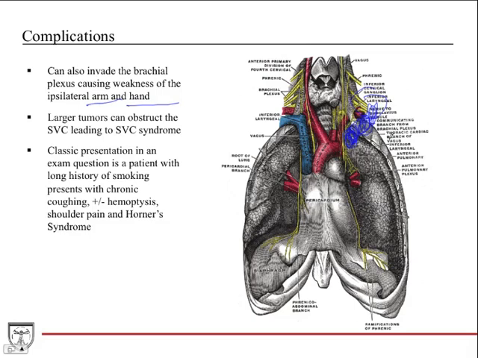So what these patients could present with is they could have Horner syndrome and hand or arm weakness. A common thing, if it invades the brachial plexus, they'd have shoulder pain, intrinsic hand weakness because of the brachial plexus, and then they could also potentially have Horner syndrome.